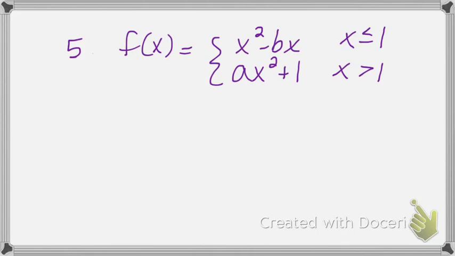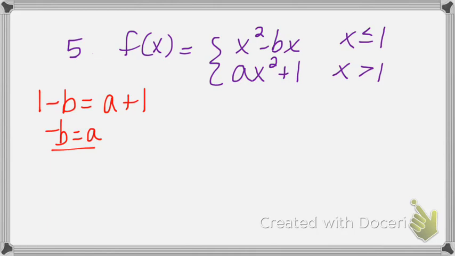Alright, so on this one, similar problem. We know it's continuous and differentiable. We're trying to solve for a and for b. So plug in 1 for x. So you'd have 1 minus b times 1. Set that equal to plugging in a 1 for x again, a times 1 plus 1. Alright, if I just simplify this just a little bit, I might subtract 1 on both sides. I get negative b equals a. That's just a simpler equation.